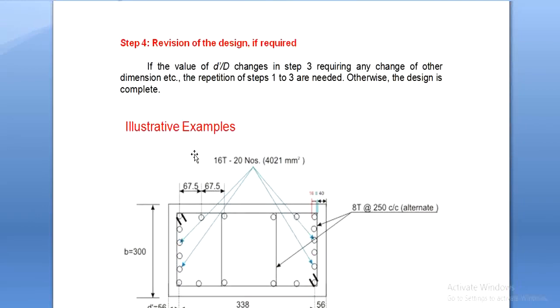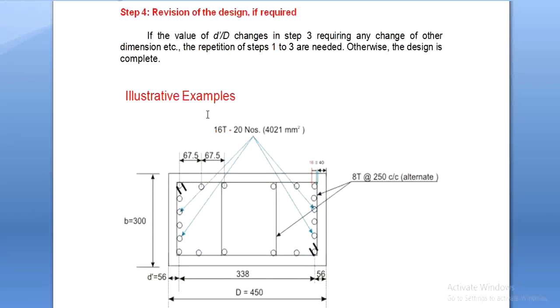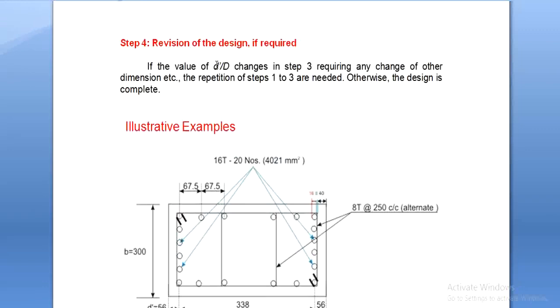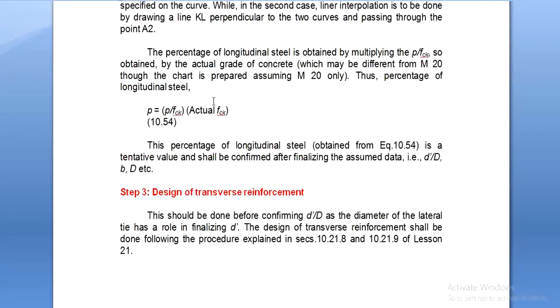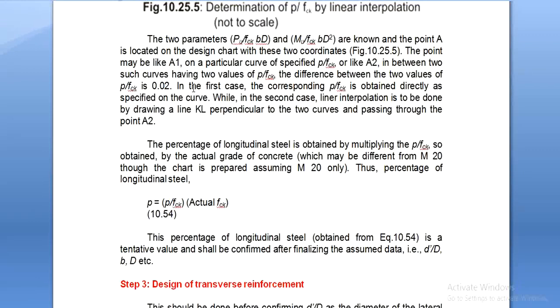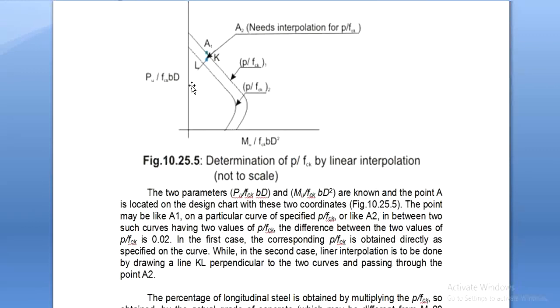So in the previous session we studied the design steps to design a column with axial load and uniaxial bending. We have just started to discuss the problem, and the same problem I am going to continue in this session. But before moving to the problem, I would like to discuss a few of the things which we studied in the previous session.